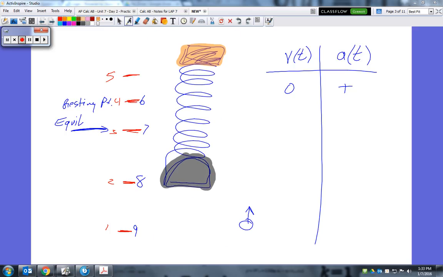So now, as soon as I let this go, and I go to 2, kind of envision that happening. What is my velocity? You have three choices: 0, positive, or negative. What is my velocity at 2? It's positive.